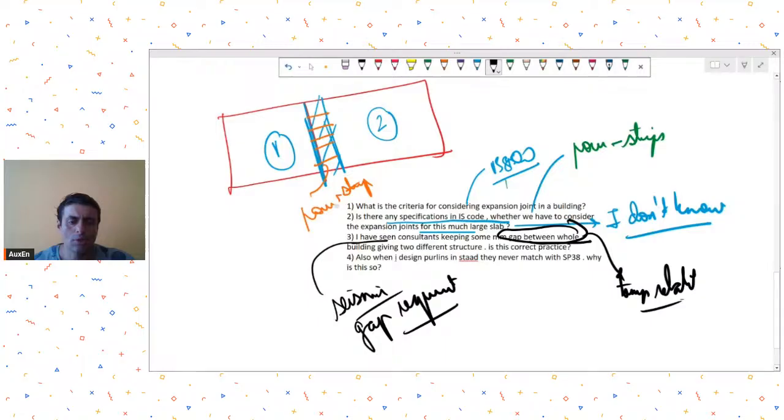Okay. So many times what happens is that instead of expansion joint, the critical action becomes the seismic-related gap.